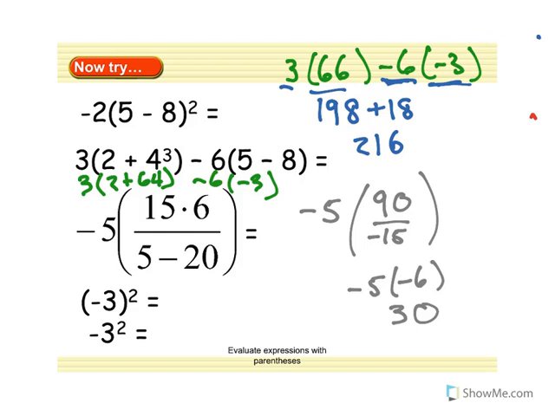And let's recap the last thing we did prior to this. Negative 3 squared is negative 3 times negative 3, which is positive 9. Whereas the opposite of 3 squared is the opposite of 9, which is negative 9. Okay?